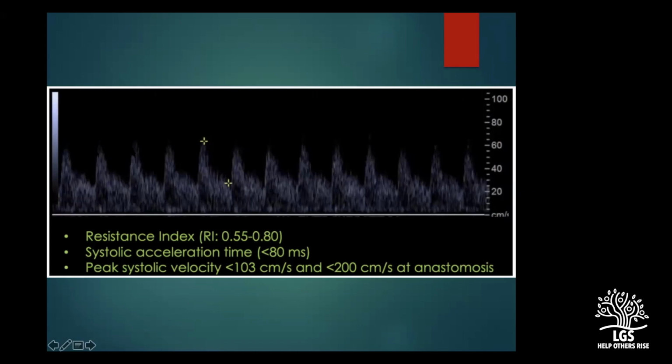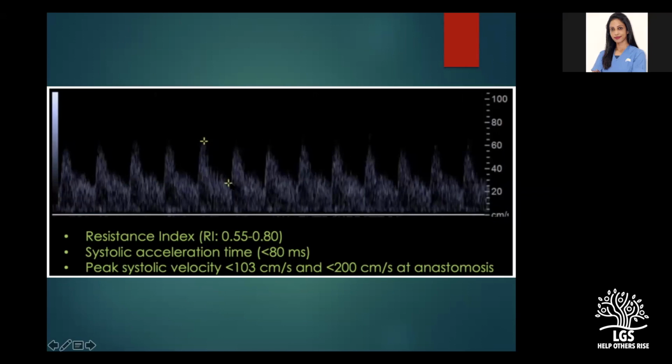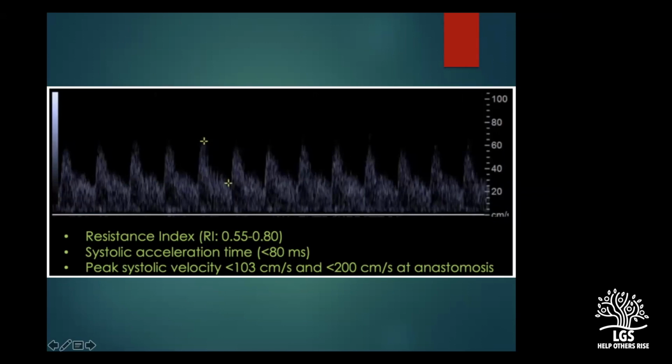And just to explain the parameters, this is how the waveform should look when you do the Doppler. Very sharp systolic upstroke, and then the diastolic is not delayed. This is a diastolic slope, that is a systolic upstroke. So the RI, as we all know, should be 0.55 to 0.8. And the peak systolic velocity should not be more than 200 centimeters per second. These are the only two things that we need to be aware of, RI and the peak systolic velocity.